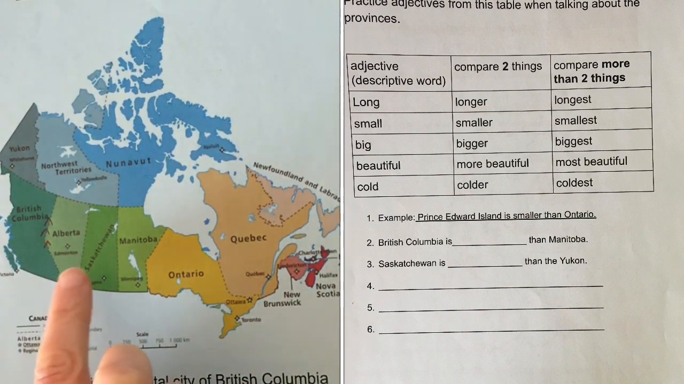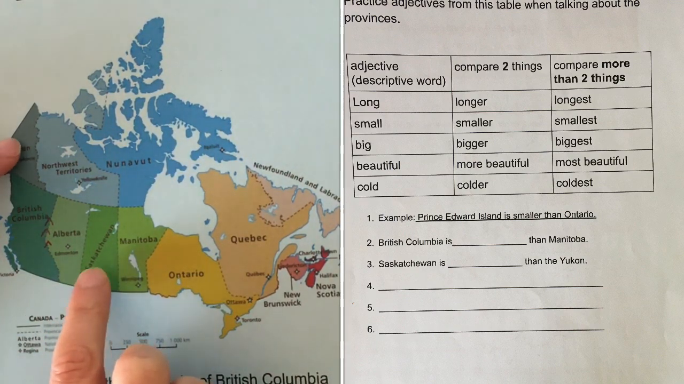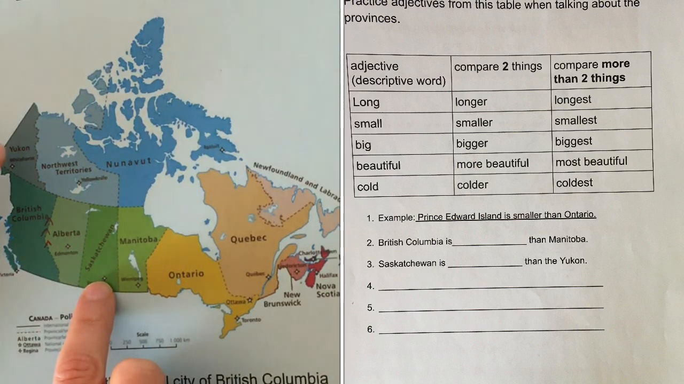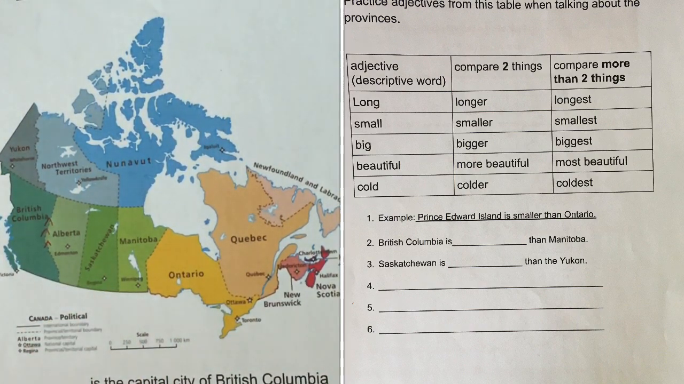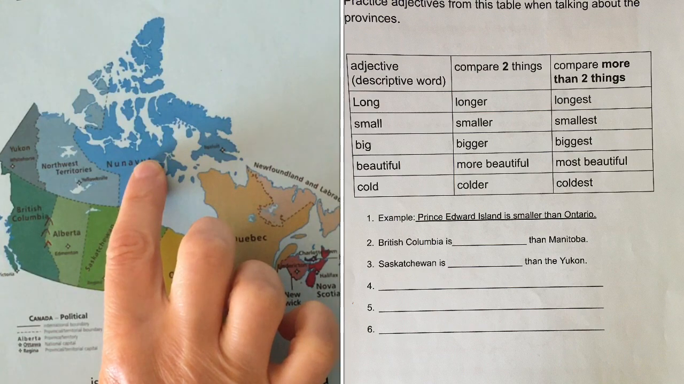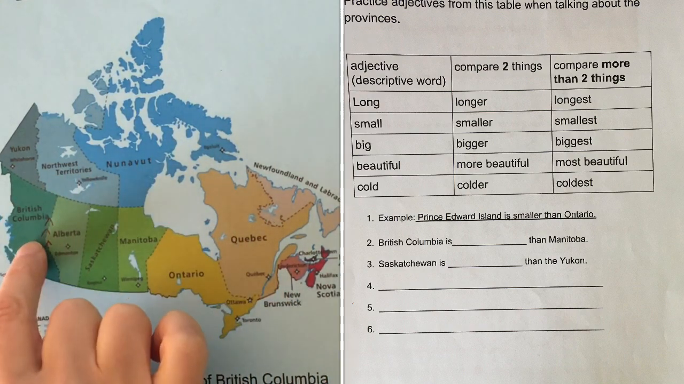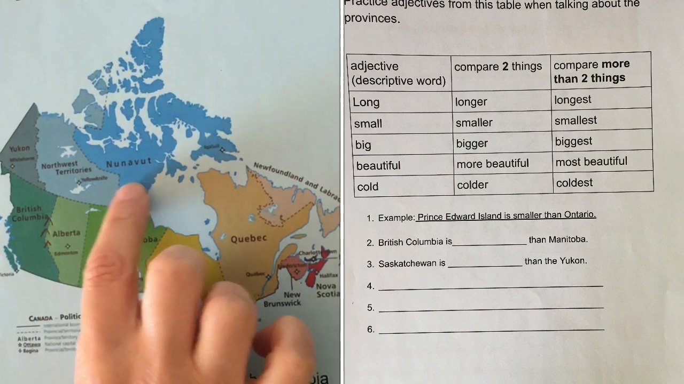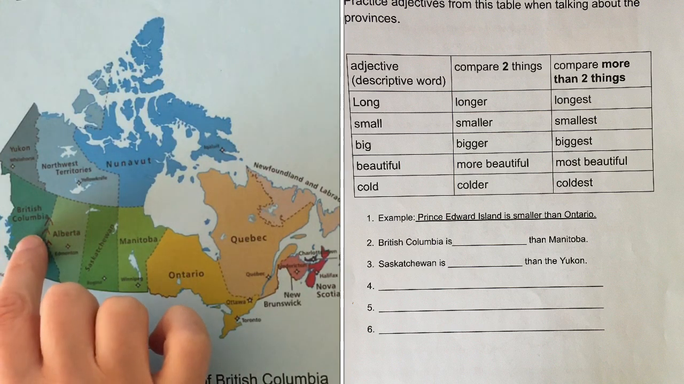Number 3, Saskatchewan is bigger than the Yukon. So number 4, you can write a new sentence. You can write, none of it is colder than British Columbia.